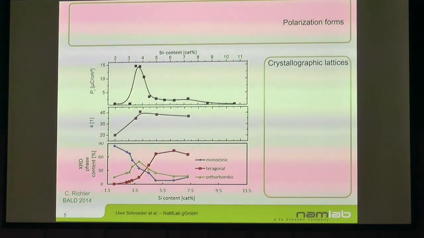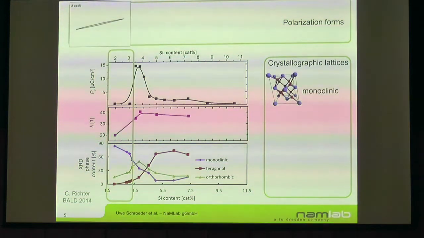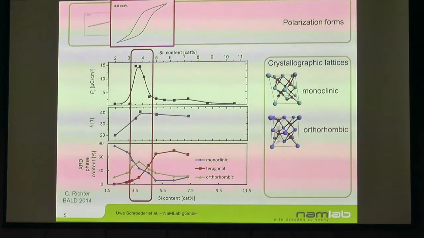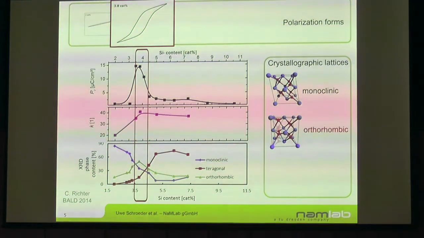For the silicon-doped hafnium oxide, what you could see is that the pure hafnium oxide, you had no remnant polarization, it doesn't look ferroelectric. The dielectric constant is 20, and you had mainly the monoclinic phase as the main phase for the hafnium oxide. Then if you increase the dopant content, you form this orthorhombic phase. You get a higher remnant polarization value, increased the dielectric constant, and you see that there's this orthorhombic phase showing up in XRD.